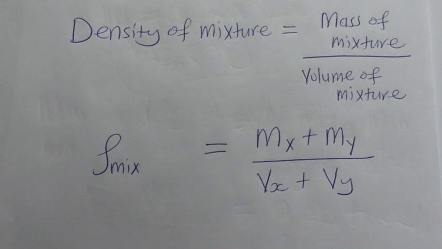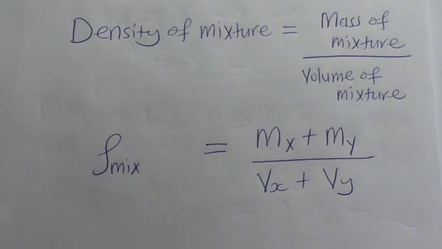Density of the mixture is given by the mass of the mixture divided by the volume of the mixture. How do we get the mass of the mixture? Get the sum of the masses of the individual substances. That gives us the mass of the mixture. Similarly, to get the volume of the mixture, we simply add up the volumes of the individual substances making up the mixture.